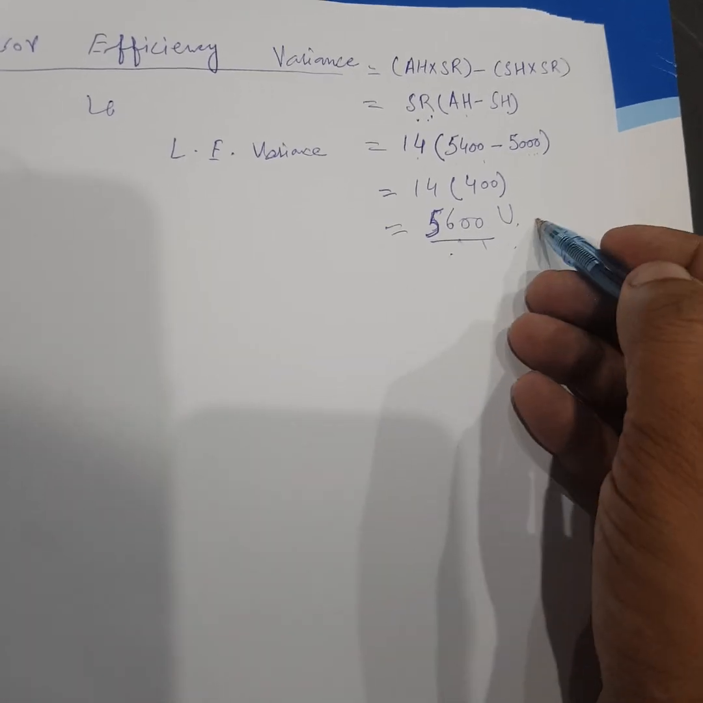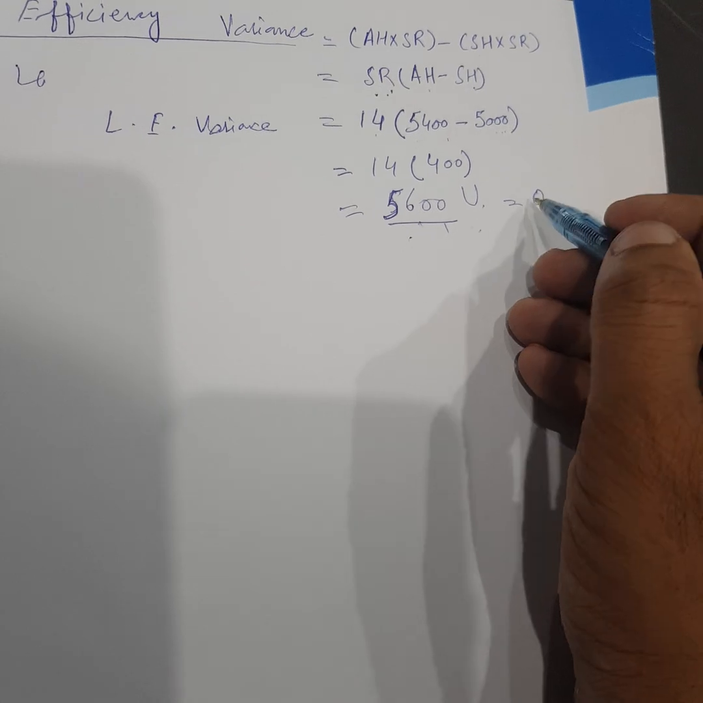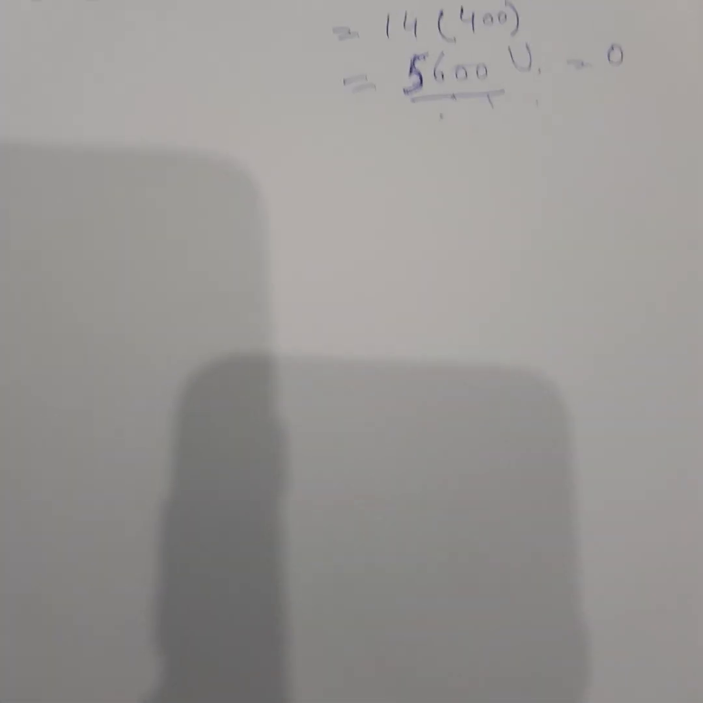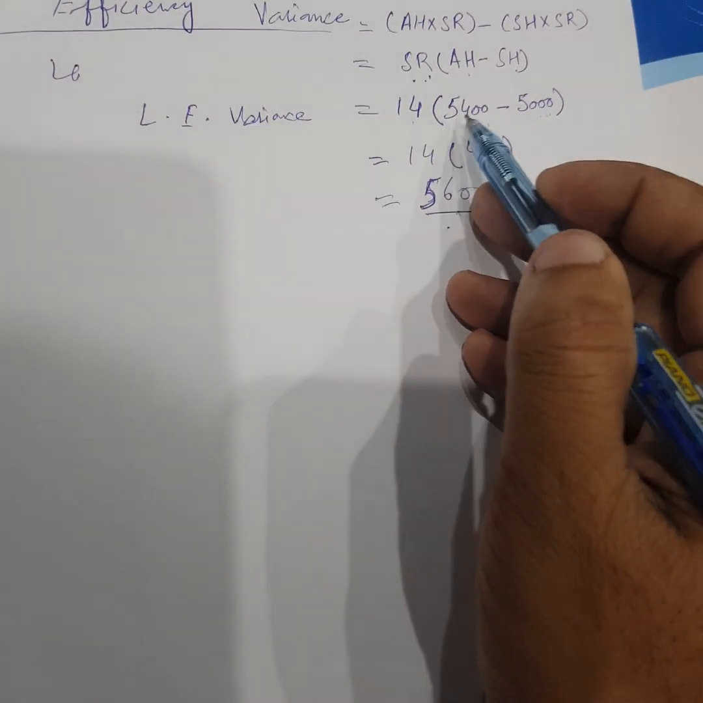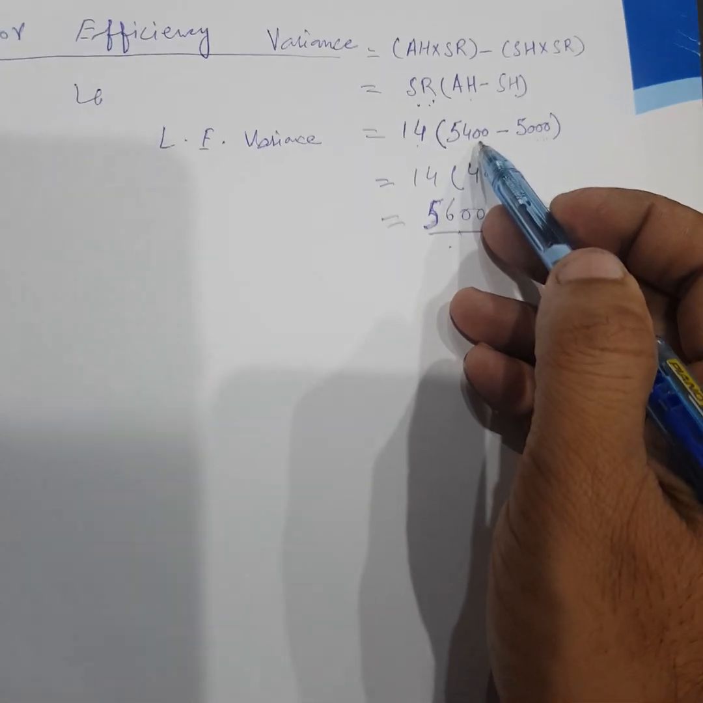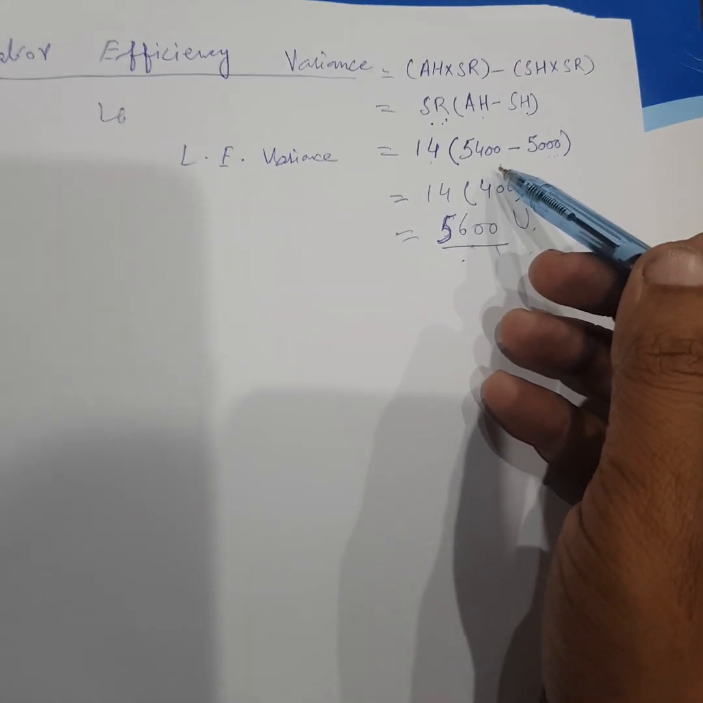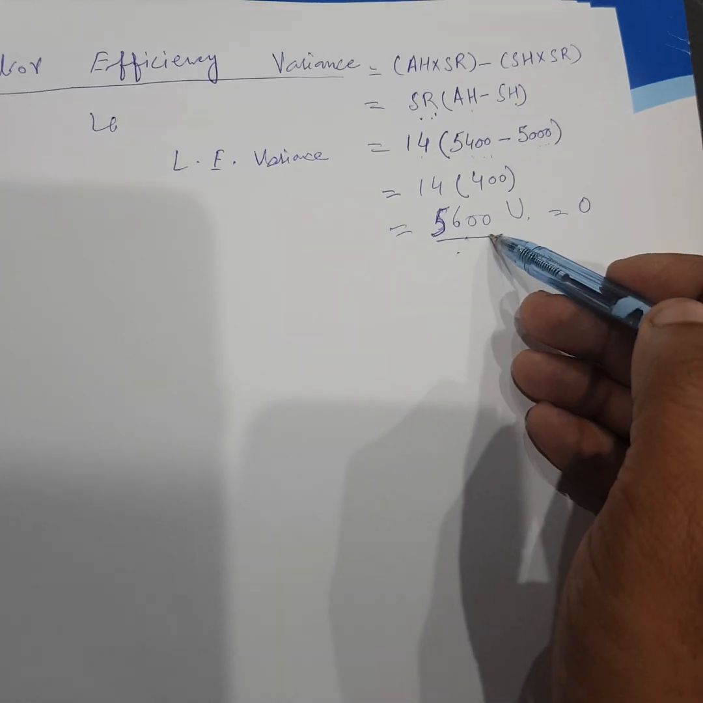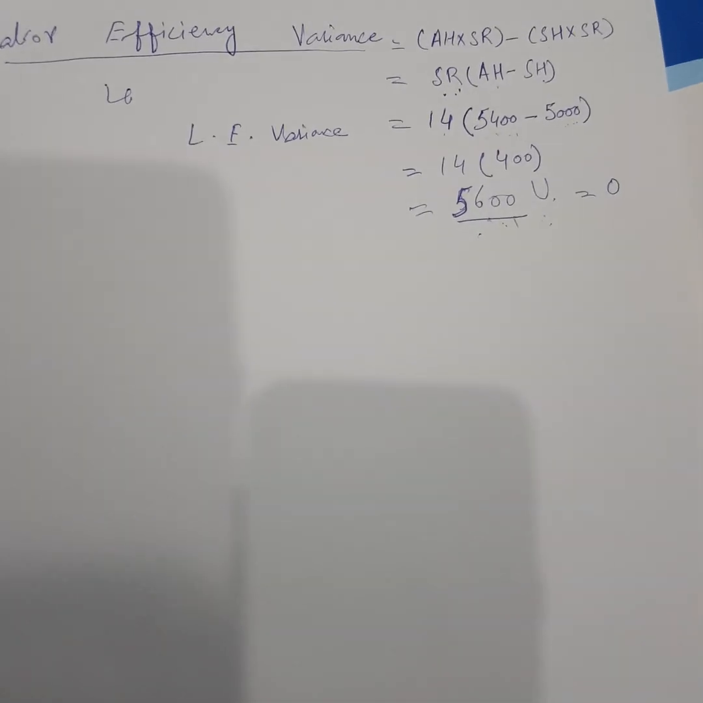For example, if this value becomes 0, or if we increase our efficiency, our hours reduce from 5000 to 4800. In actual, if by improving the efficiency our actual hours can go to 4800, then we will get a positive response and it will be a favorable condition for us.